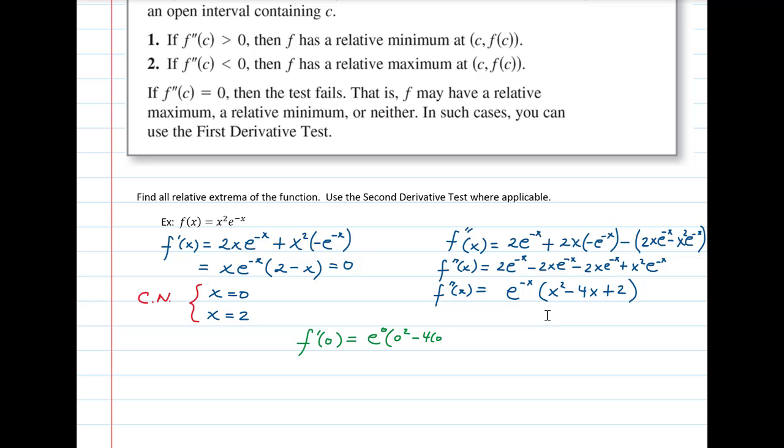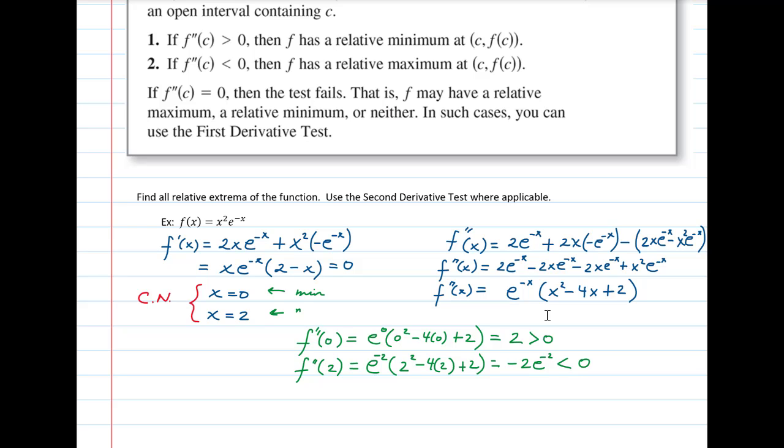And again, guys, that should have been a double prime in there, small typo. So f double prime of 0 is equal to, just plug in 0 for x, and in your second derivative, we get that whole thing is equal to 2, which is greater than 0. And the same way, we're going to do the second derivative of 2, which is equal to e to the negative 2 times that whole quadratic when x is equal to 2. Just plugging all that in and evaluating, that's equal to negative 2 e to the negative 2, and that's going to be negative.